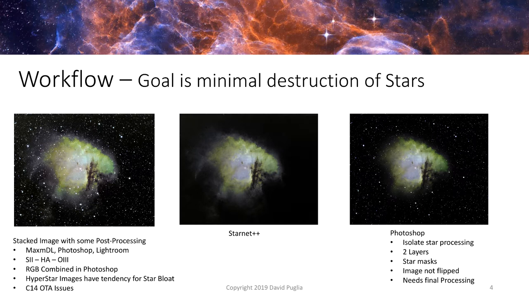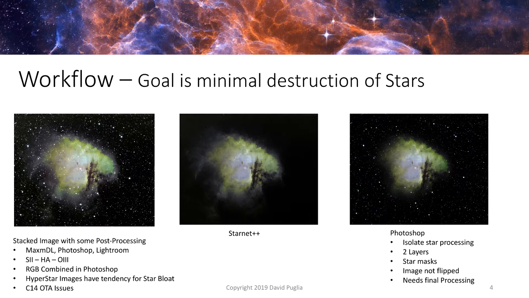So there's lots of star processing modules in things like MaximDL and PixInsight and various other programs. Deconvolution's pretty common. But one of the issues you run into sometimes is the stars start to look not round anymore when you start processing these things. And for me, I've got a problem with the optical tube assembly, and I'm using HyperStar, and it has a tendency to get star bloat. So I've just come up with a process to minimize that and make stars look better. I can add back stars as many as I can.